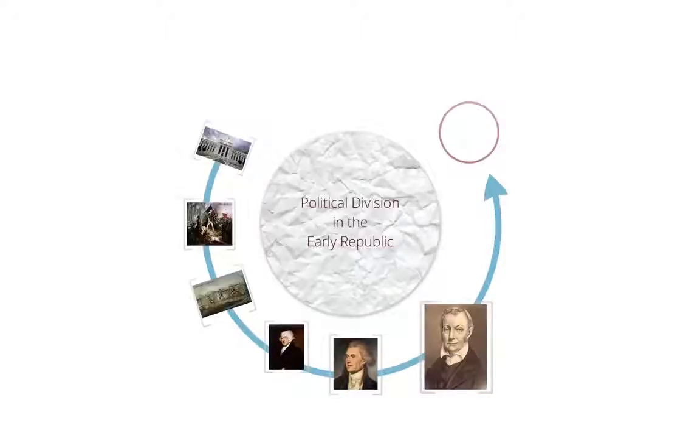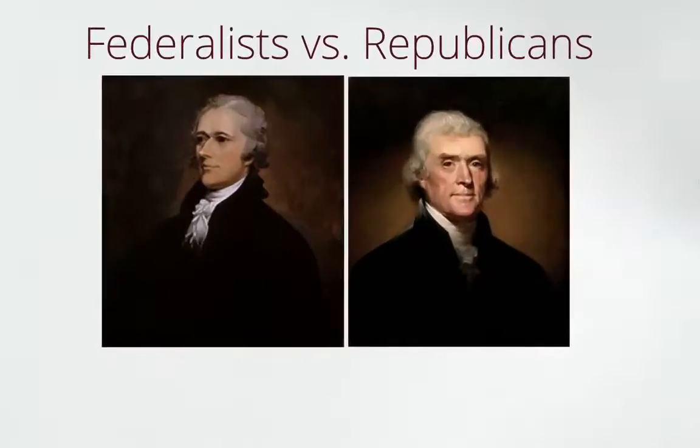Okay, so this week we are opening up Unit 4, which is titled The Early Republic. And this week in particular, we're talking about politics and the division between the two political parties during this time period. So we title it Political Division in the Early Republic. And the division we talk about is mainly between two parties, the Federalists and the Republicans.